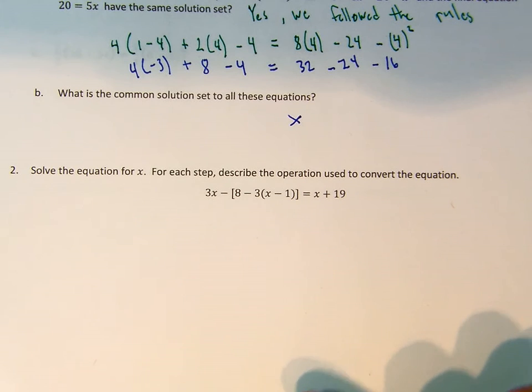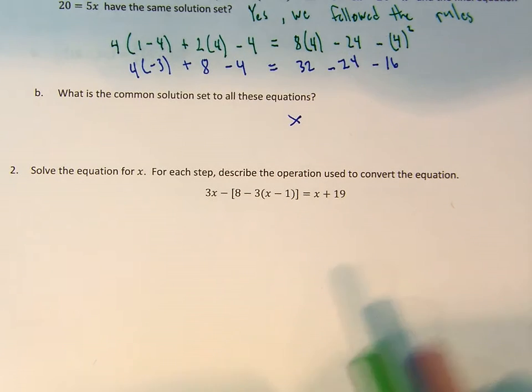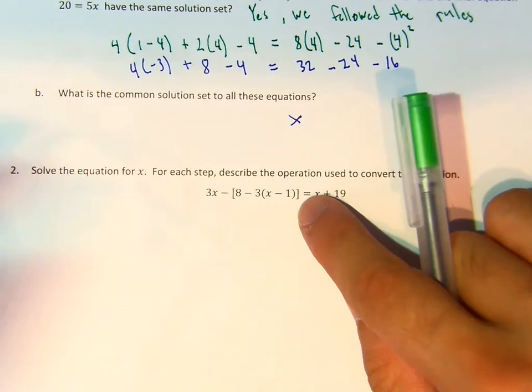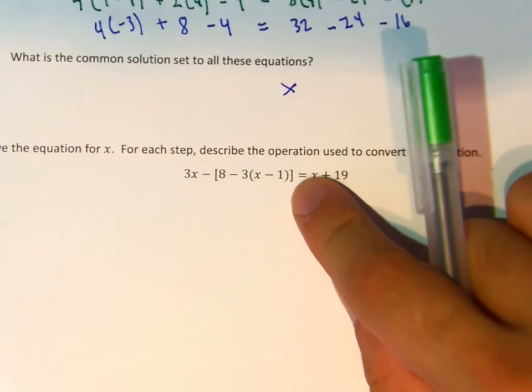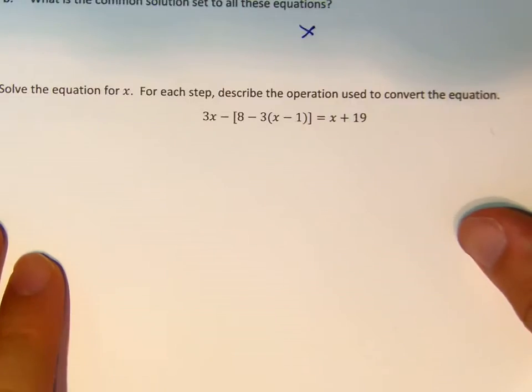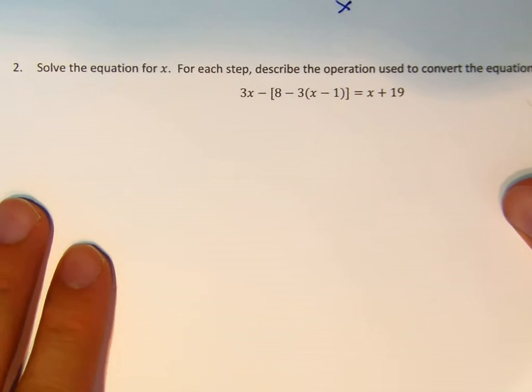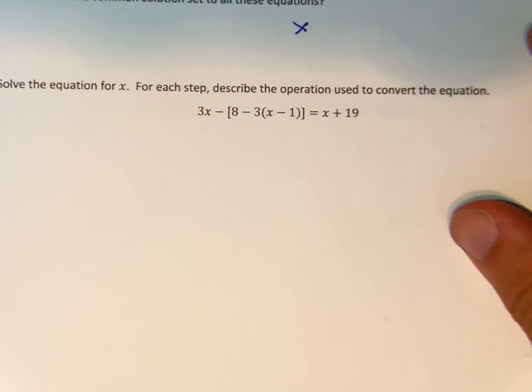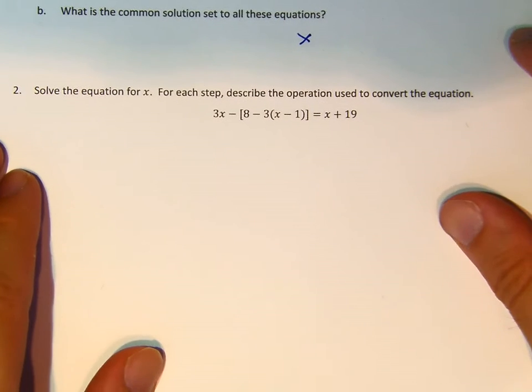Yeah, so let's see. Maybe this symbol over here might be a little bit confusing for you. Let me zoom in a little bit. Let me get a good camera angle. Okie dokie. Okay, that's better.